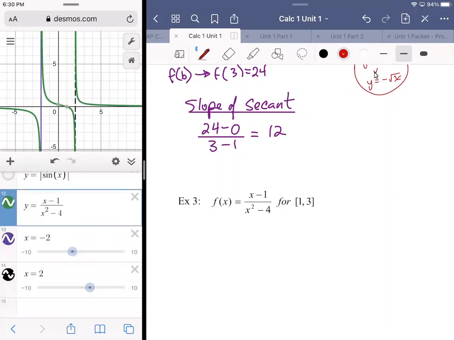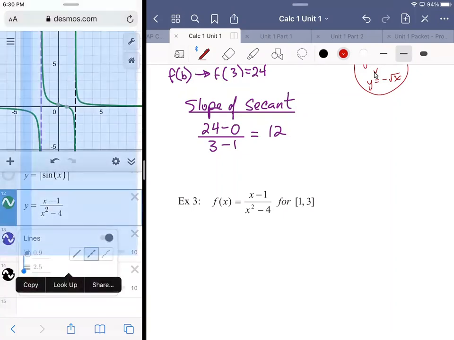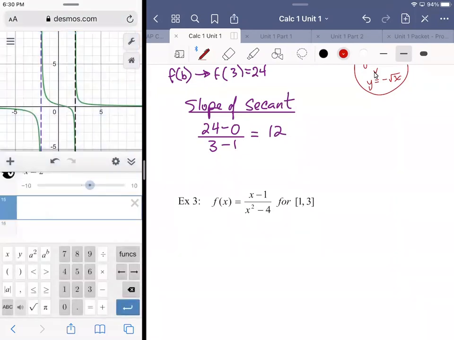I gotta get the right function here. Come on. I don't know why it does that. It just thinks I want to copy the whole page, but I don't.